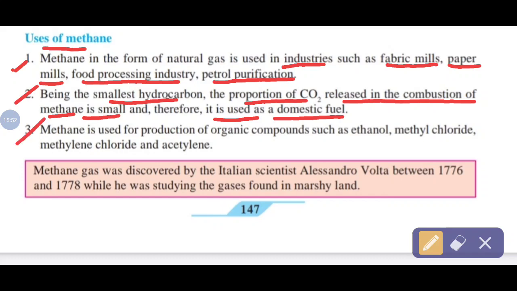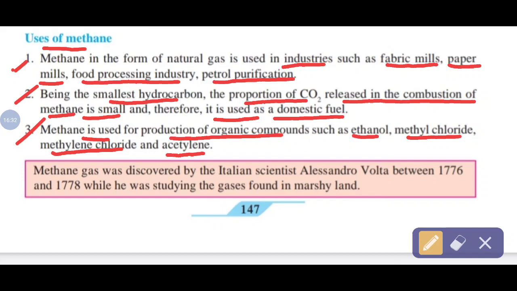Third use: methane is used for production of organic compounds such as ethanol, methyl chloride, that is mentioned in the above chlorination reaction, also called chloromethane, then methylene chloride and acetylene.